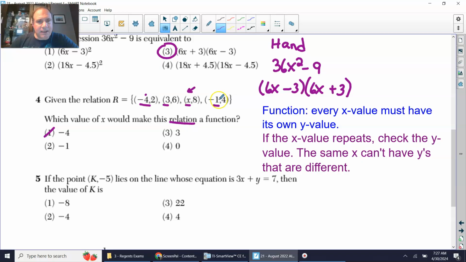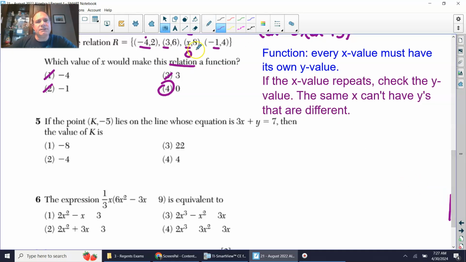-1 in, then the -1 would go to 8 here, and then -1 goes to 4 already. That's not a function. 3 would go to 6, and then this 3 would go to 8. That's not a function. If you put a 0 in here, that would make it a function because every x has its own y. And then that is how you do that problem.